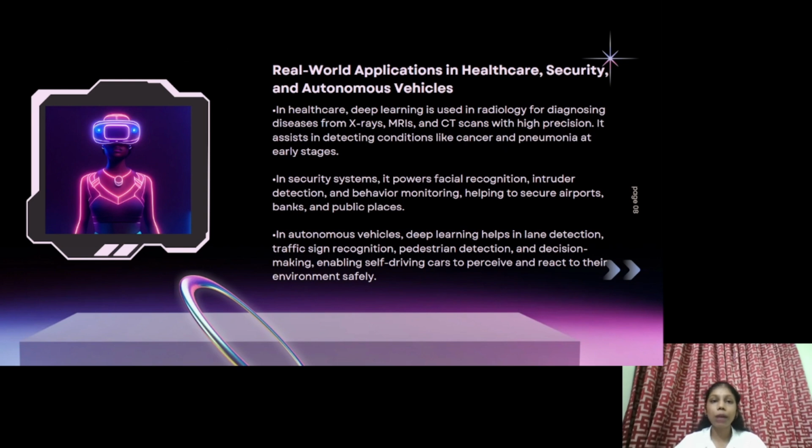Now, what are the real-world applications? In the real world, healthcare uses deep learning for early disease detection from X-rays or MRIs. Security systems use it for surveillance, intrusion detection, and face verification. Autonomous vehicles rely on deep learning for scene understanding, like detecting the lanes, signs, or pedestrians.